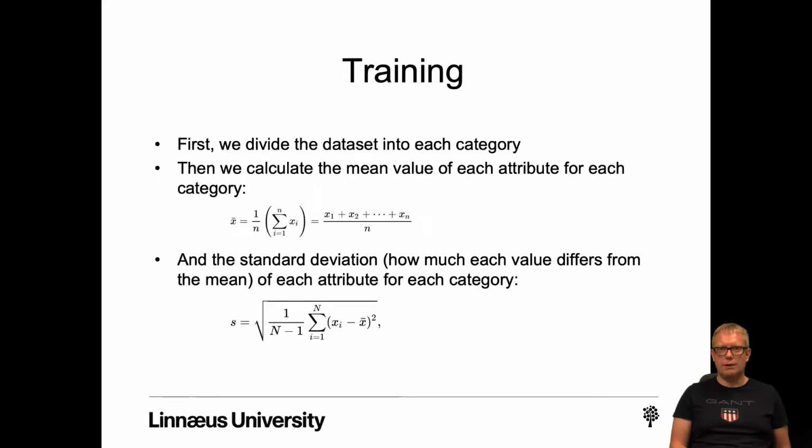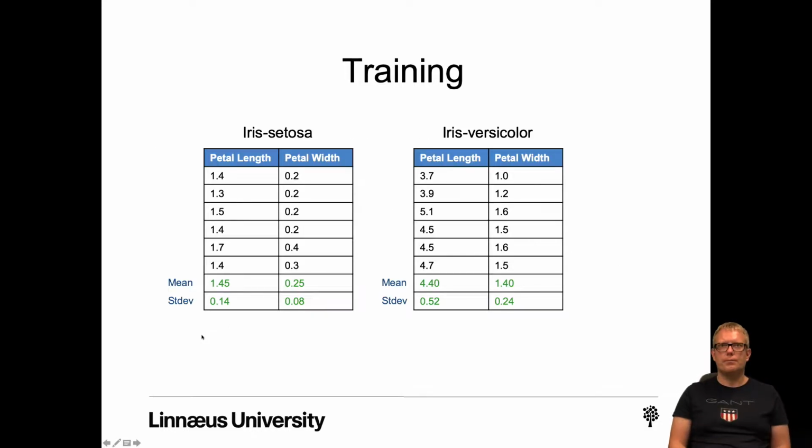So we calculate the differences in values compared to the means, and we raise them to the power of 2, and we calculate the sum, and we divide the sum by the number of examples minus 1. If we do this in code or in Excel or something similar, we fill in the data and we calculate the mean values. The mean values for iris setosa are 1.45 for petal length and 0.25 for petal width, and then the standard deviations, how much the values differ from the mean. We can see that for petal width, for example, the values are fairly consistent with a very small standard deviation.